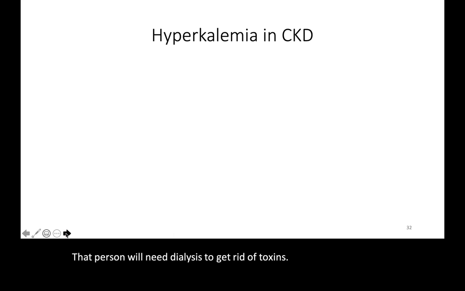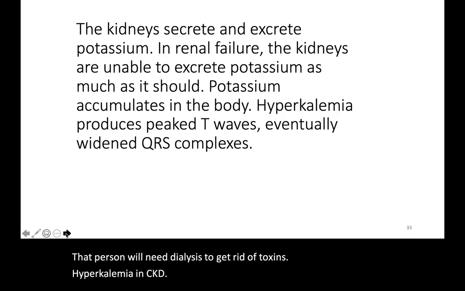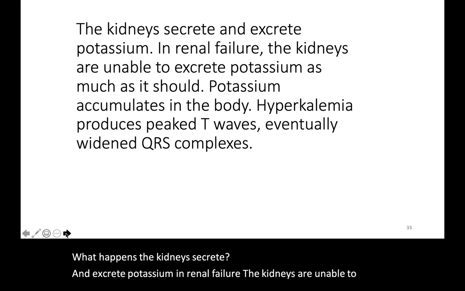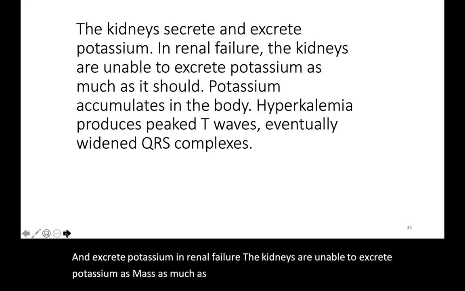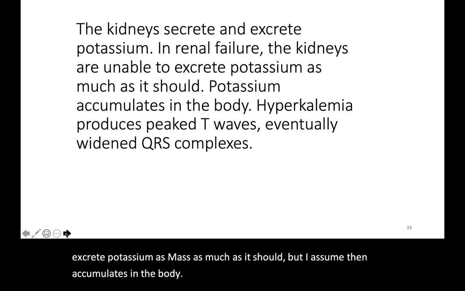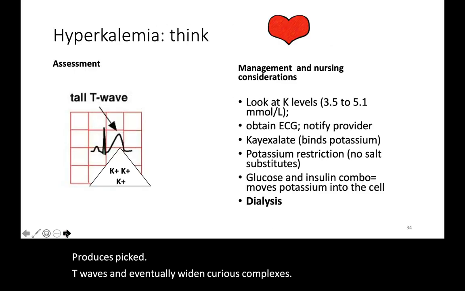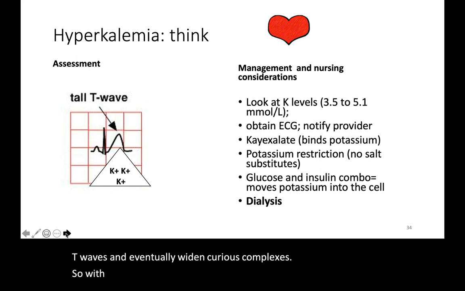Hyperkalemia in CKD. What happens? The kidneys secrete and excrete potassium. In renal failure, the kidneys are unable to excrete potassium as much as it should. Potassium then accumulates in the body, and then hyperkalemia produces peaked T waves and eventually widened QRS complexes. So with hyperkalemia, think heart.